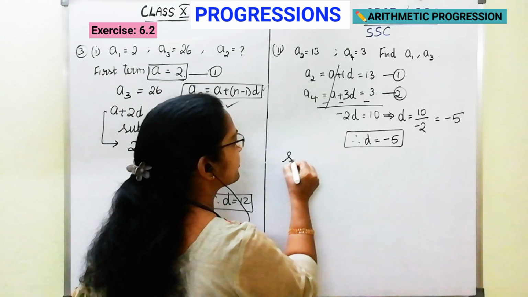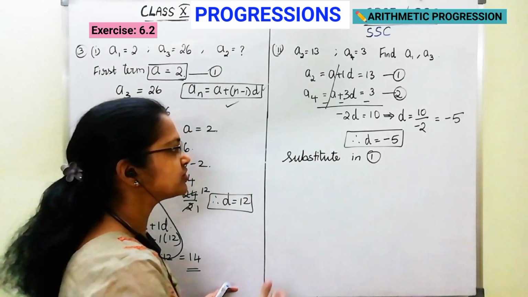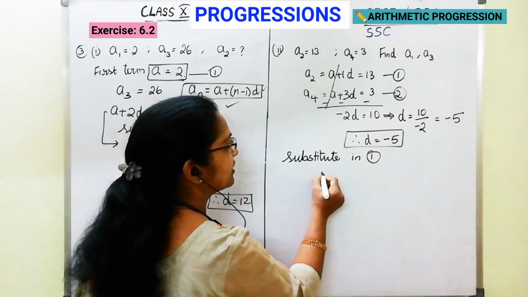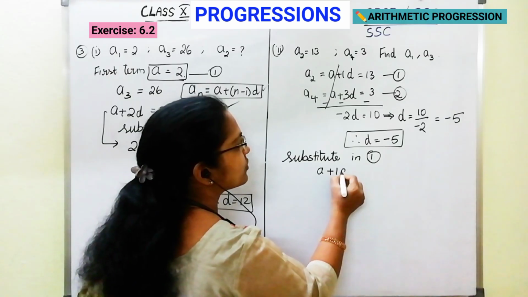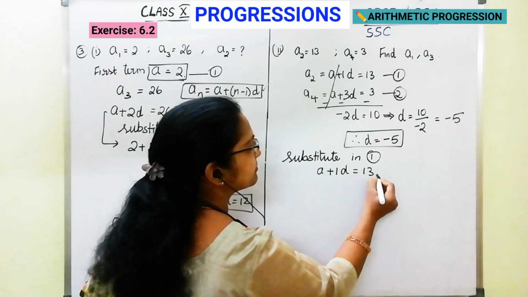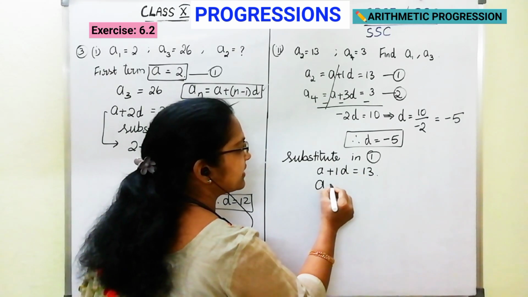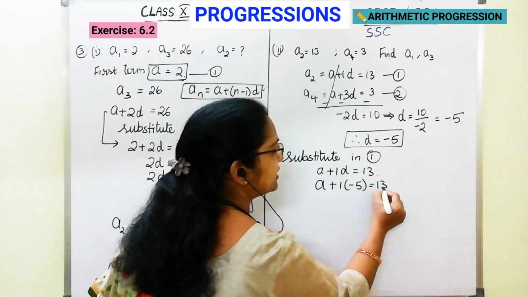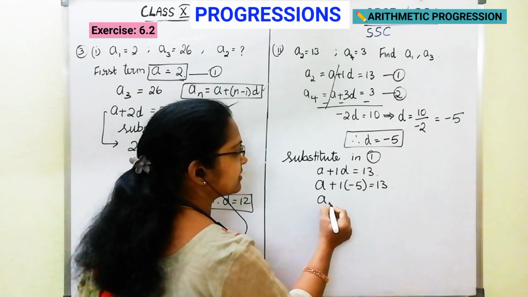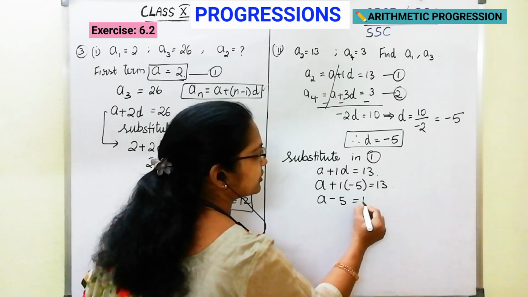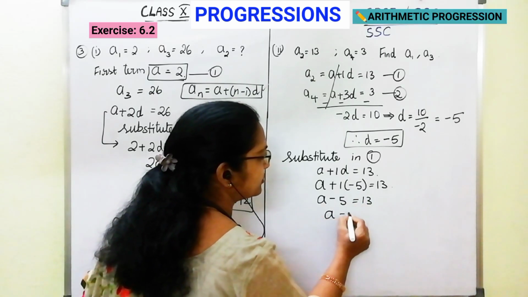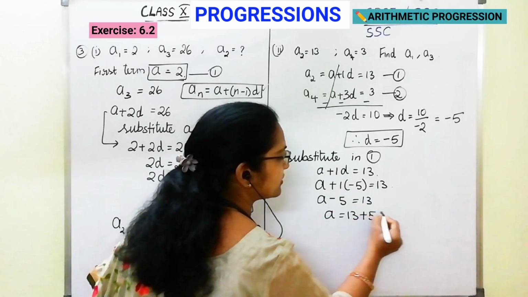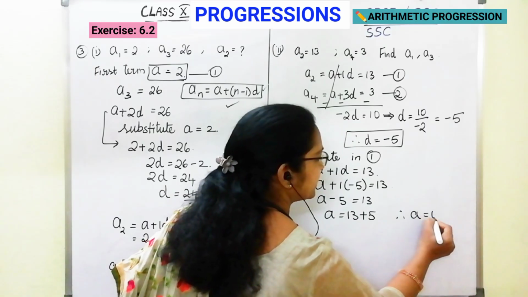Substitute in any of the equations. You can substitute in any equation, but I am taking the first equation. Write the equation first. A plus 1D is equal to 13. Substitute D here. A plus 1 into minus 5 is equal to 13. So A minus 5 is equal to 13. A is equal to 13 plus 5. Therefore, A is equal to 18.